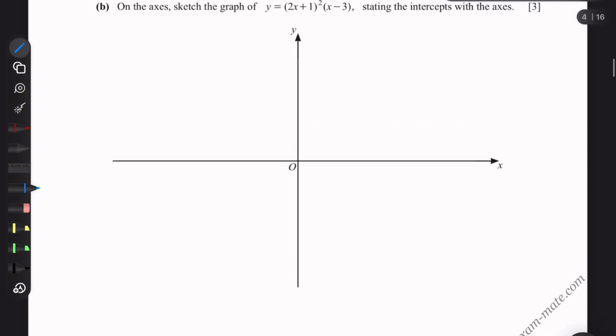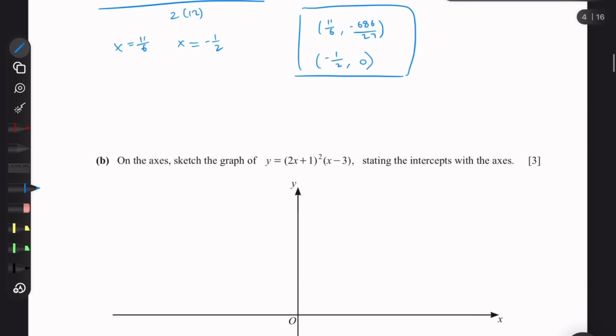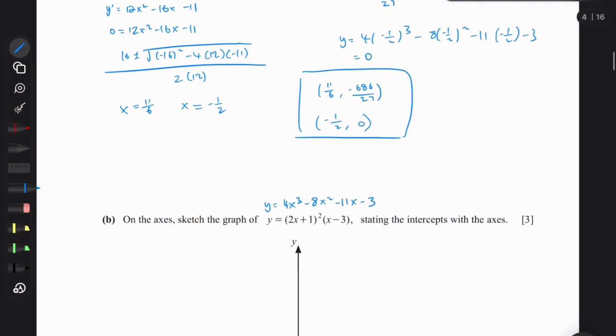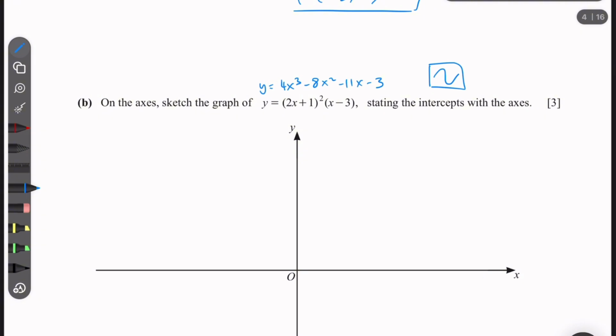Part b, sketch this graph stating the intercepts. Since we already have the expanded form, it's easier to use the expanded form to deduce how the graph will look. From this, we can tell that the coefficient of x cubed is positive, so the graph will definitely have this shape since it's positive. And from this equation, we can also deduce that the y-intercept will be minus 3.